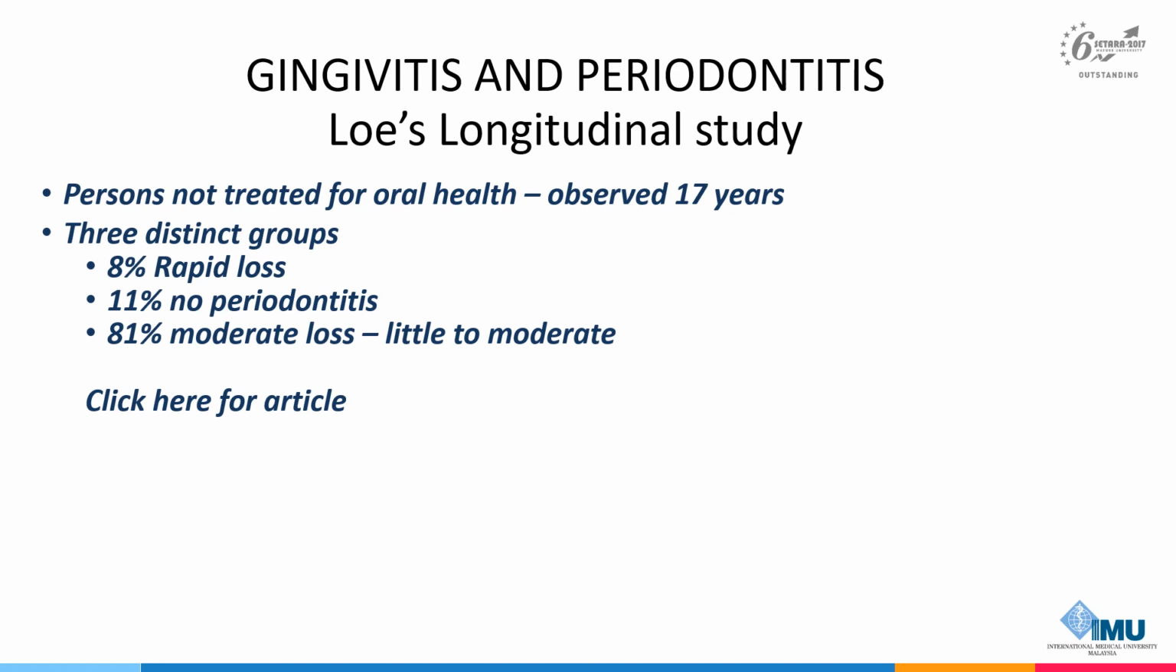One group, comprising approximately 8% of the total, had rapid progressive periodontal breakdown, which is called rapid periodontitis. Another group, approximately 11%, exhibited no progression at all beyond gingivitis. And the third group were between these two extremes, approximately 81% with moderate progression only.